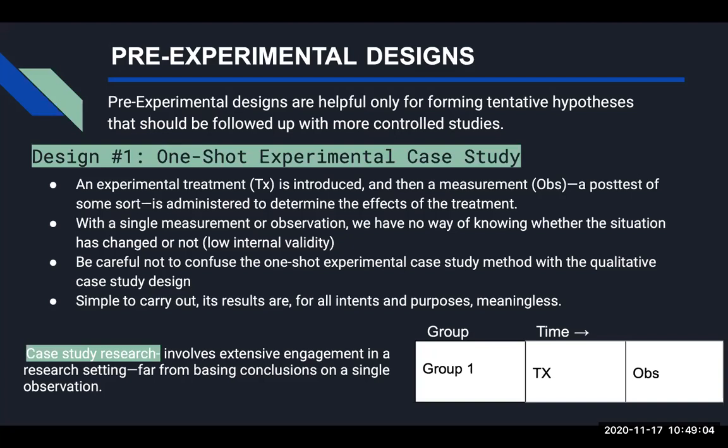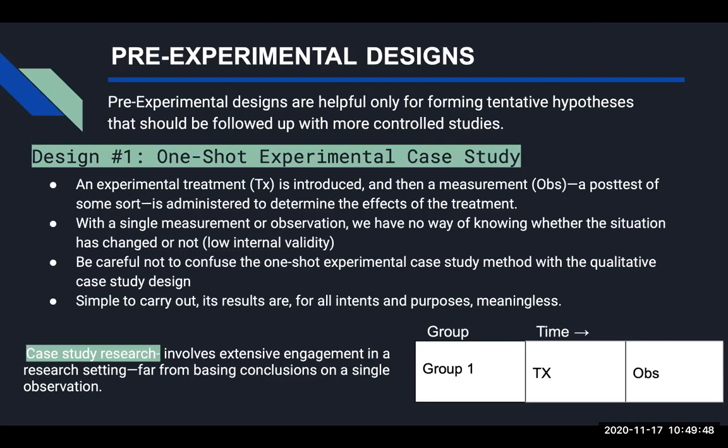Experimental designs are helpful only for forming tentative hypotheses that should be followed up with more controlled studies. So the first design will be the one-shot case study. The one-shot case study is probably the most primitive type of experiment that must conceivably be termed research, only as research. An experimental treatment, TX, is introduced and then measured, OBS, a post-test of some sort, is administered to determine the effects of the treatment.